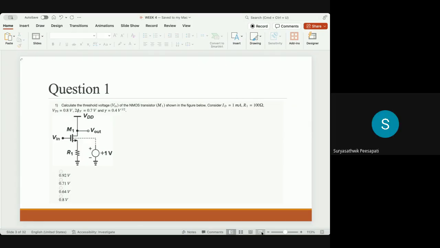What is the answer? 0.92. 0.9. Please carefully calculate it. Can you explain how you have calculated the VTH value?